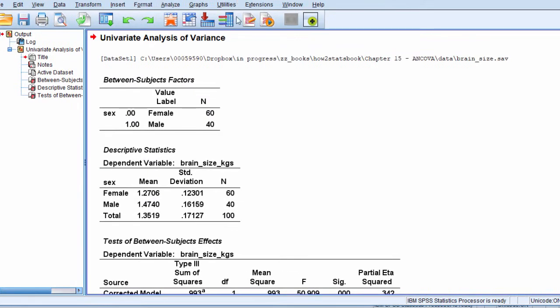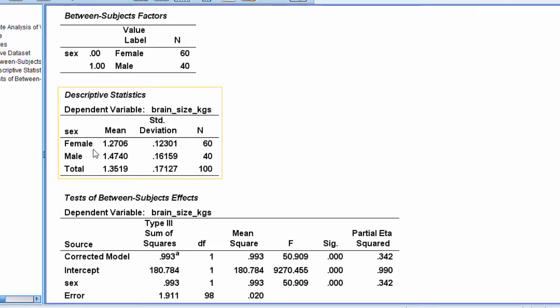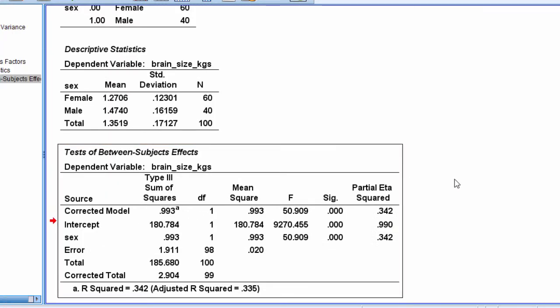And here are the descriptive statistics. We can see that the females had a mean kilogram brain weight of 1.27, whereas males had 1.47. And here are the standard deviations and the sample sizes. So numerically, males have a larger average brain size than females. I don't know if it's significant statistically yet. I have to look at this table here.